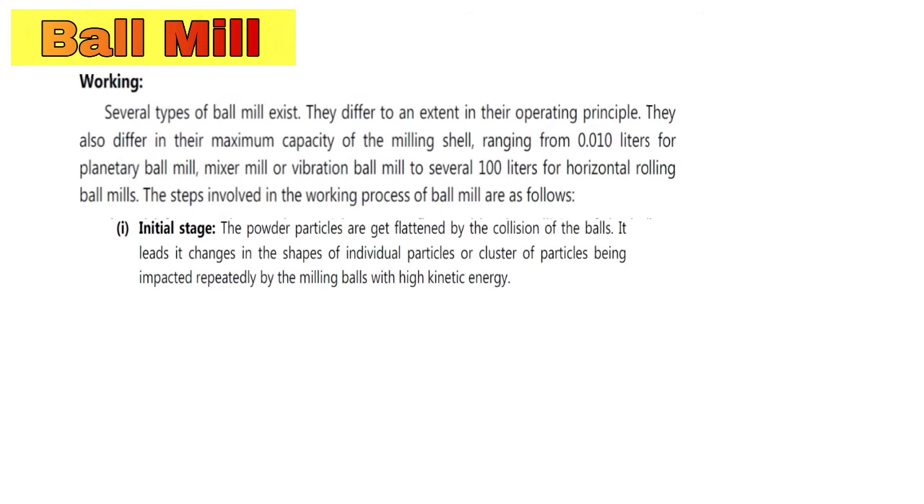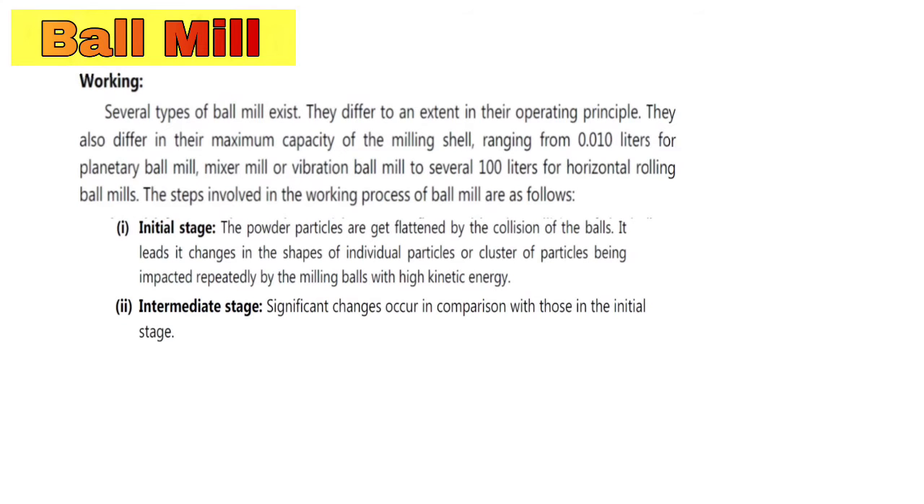Initial stage. The powder particles are flattened by the collision of the balls. It leads to changes in the shapes of individual particles or clusters of particles being impacted repeatedly by the milling balls with a high kinetic energy. Intermediate stage.